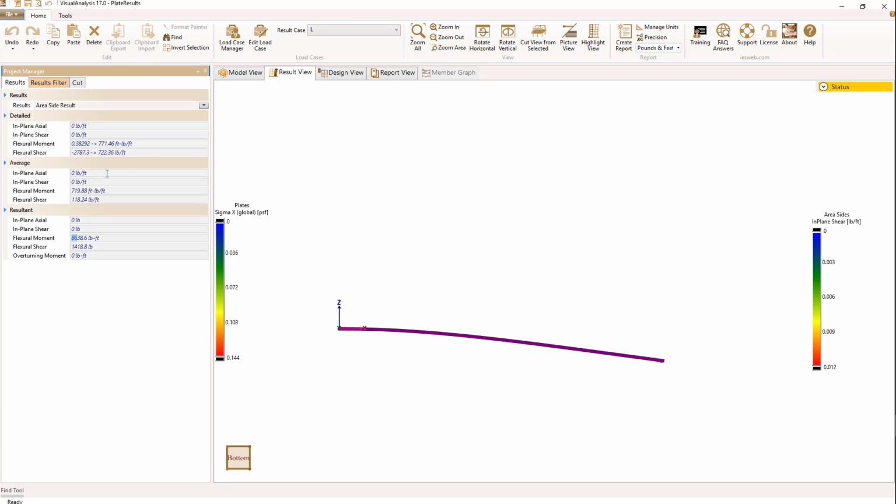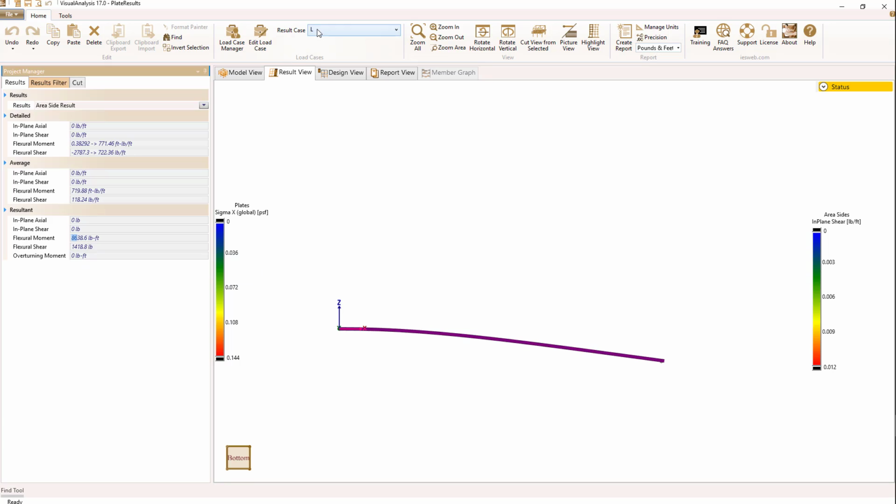Another comment I want to make about this detailed list. Notice it has a range. What we're doing is we're looking at sections along the length of the area side, and because the moment isn't constant, we're just giving you a range of how it's changing from one side to the next. Same for the shear. So the detailed value involves the ranges of values. We take and average them to get the average values, and then we take the total resultants to give you resultant values.